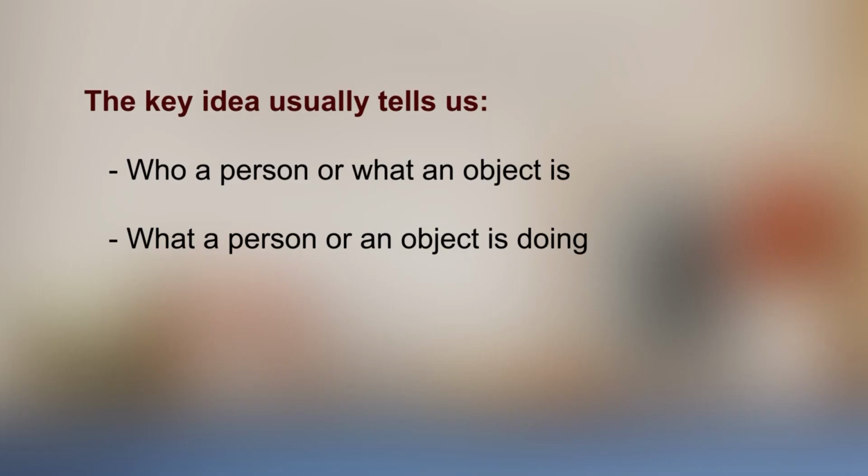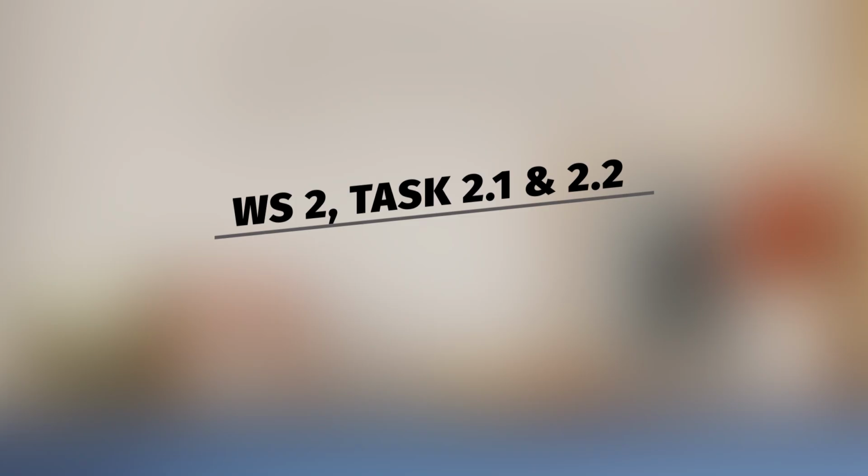A good way to start is to examine the main idea of a sentence before building up to read a larger piece of text. While a sentence might hold a lot of information, it usually offers a key idea. And the key idea usually tells us who a person is or what an object is, or what a person or an object is doing. Let's look at the sentences in Learn Task 2.1 and 2.2 in your worksheet together.